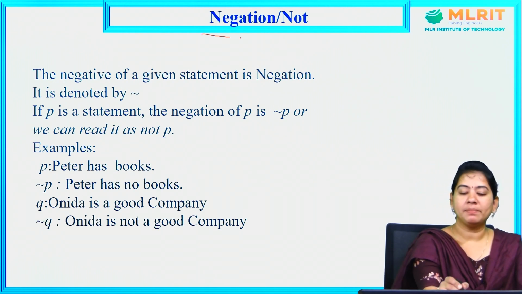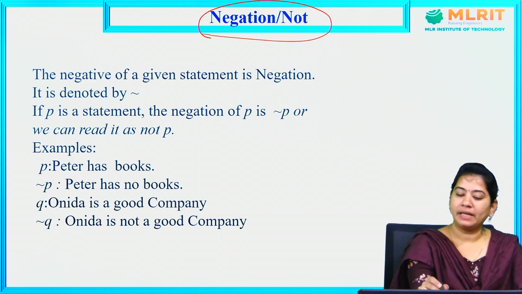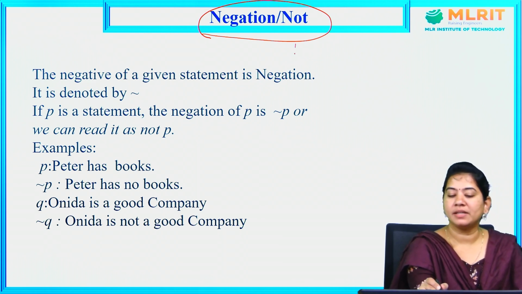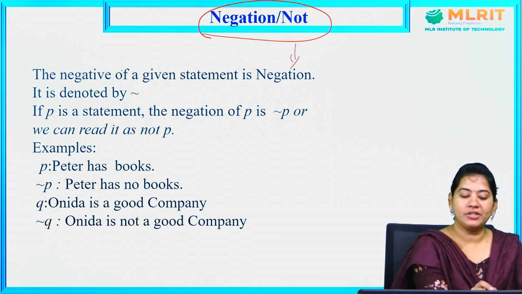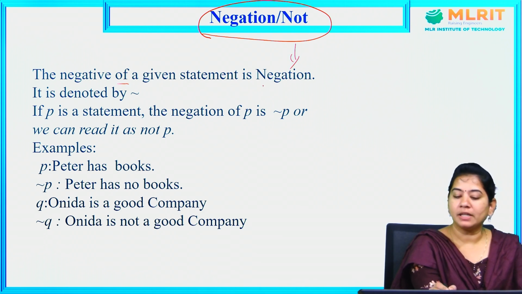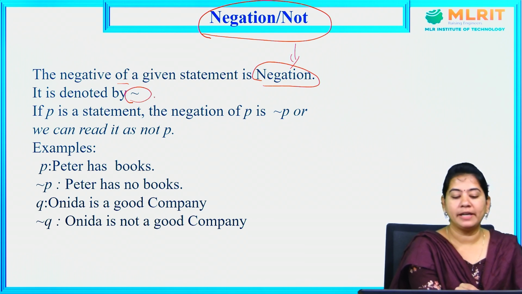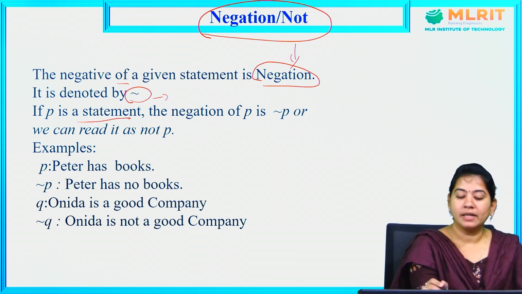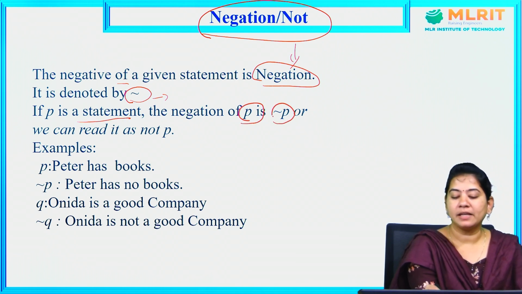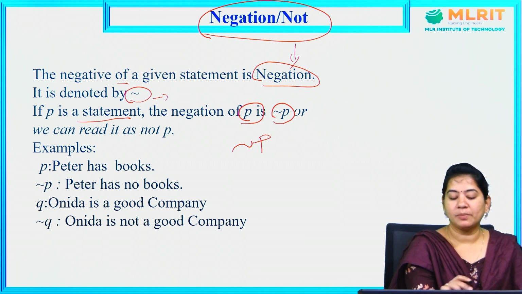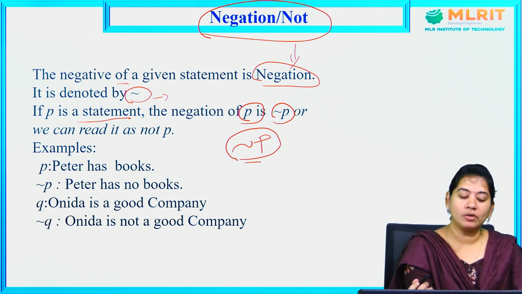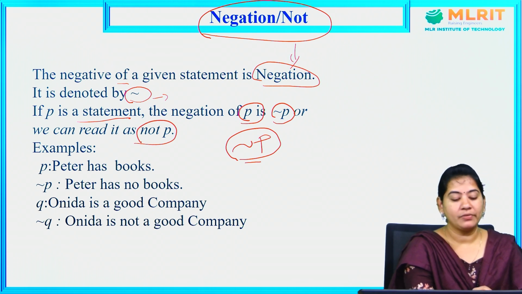Negation. What is meant by negation? The other name for negation is not. We can also call negation a not. The negative of a given statement is its negation. It is denoted by the symbol tilde. If P is a statement, the negation of P we write as negation P. Suppose we have only one statement; the negation of that statement we write as negation P. We read it as negation P, or we can also read it as not P.